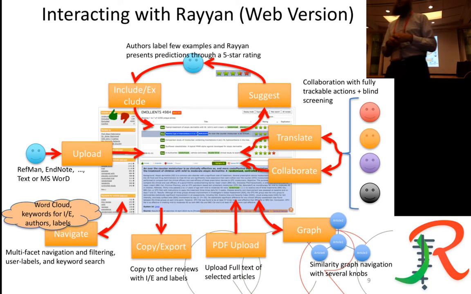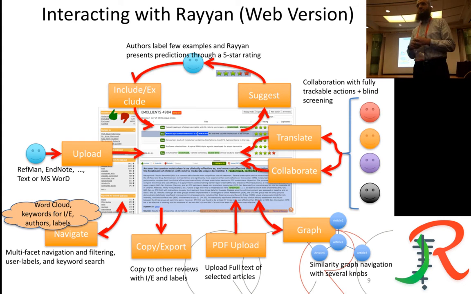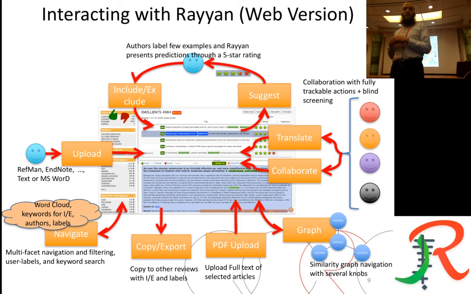Overall, this is how someone would interact with Rayyan. Basically, you start with a citation file. Of course, the assumption we are making in Rayyan is that the search is done outside Rayyan. Okay, so you use your PubMed, Embase, or Web of Science database.